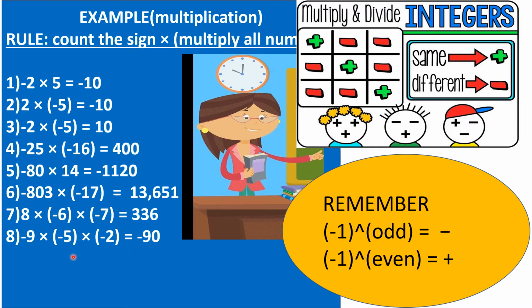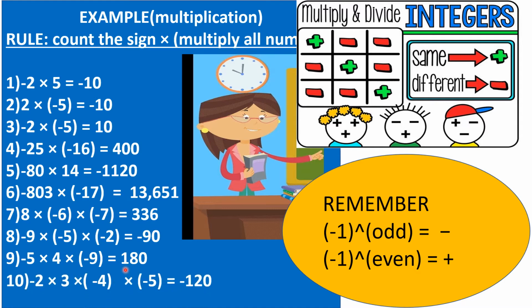Now a simple method to put the sign is to count the number of minus signs. Minus signs: 1, 2, 3. There are 3 minus signs, and 3 is an odd number, so my answer will have a minus sign. So it is minus 90. Coming to the next one, count the number of signs. 1, 2. 2 is an even number. So minus raised to the power of an even number will have a positive sign. So it is positive 180.